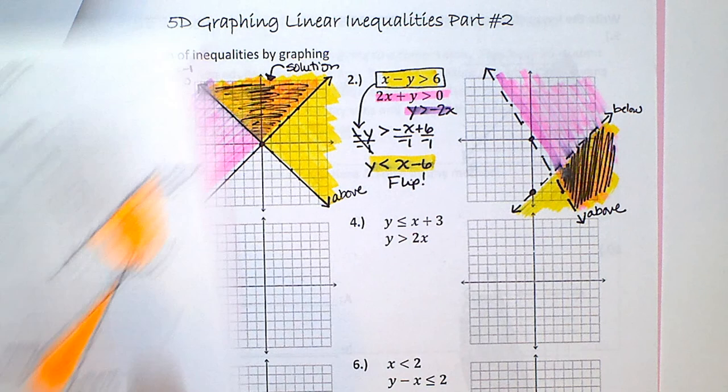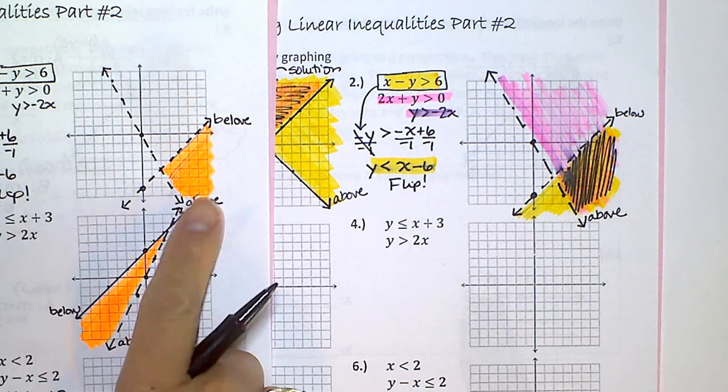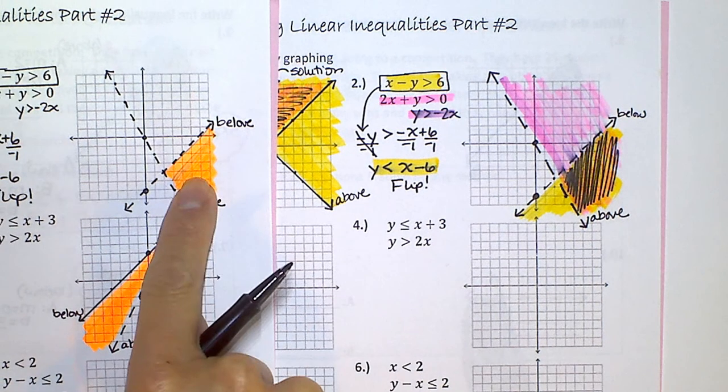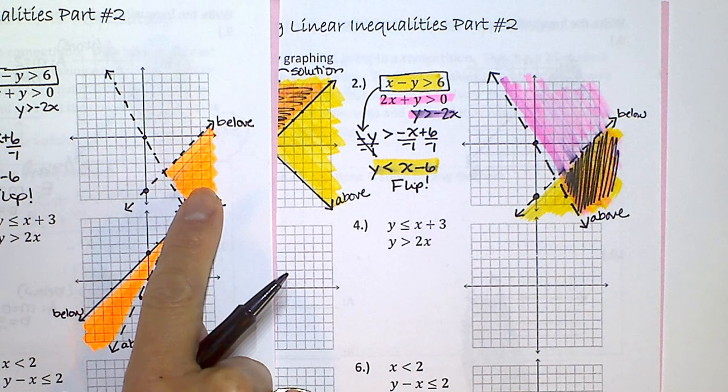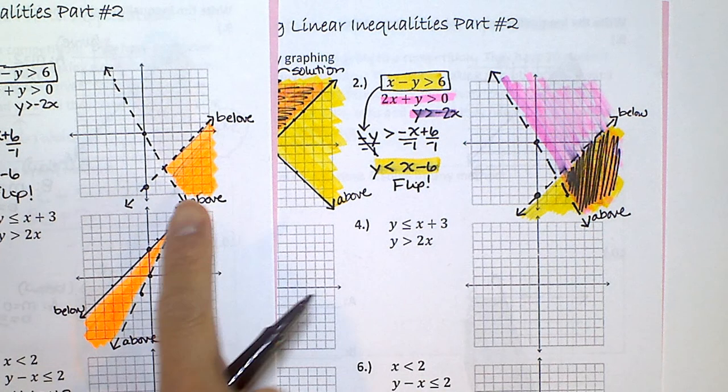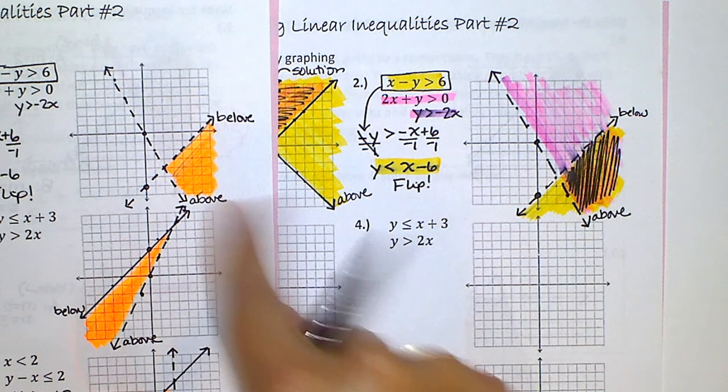Now, if you were just using one color, so if you're shading below this and above that, you could just wait and shade with your pencil or one single highlighter color, but it's okay if you use two colors or one, but just know that where they overlap right here, this is your solution.